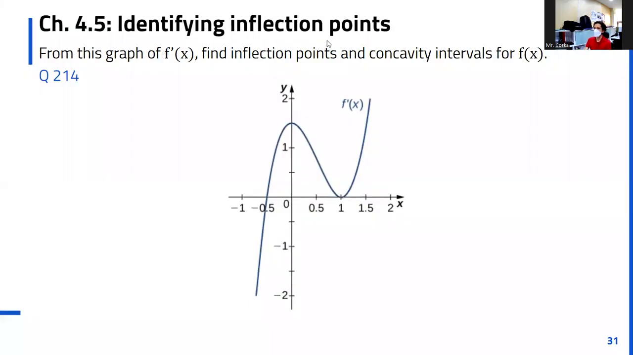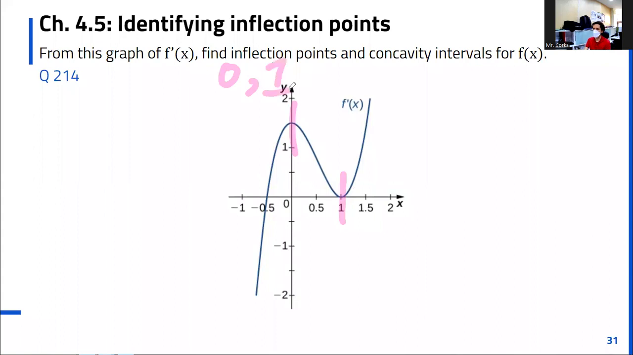All right, two more of these. This one is not so bad. So here, inflection points, we are just looking for turning points. So turning points and turning points, these must be inflection points of our original function. So at 0 and 1, we have inflection points.